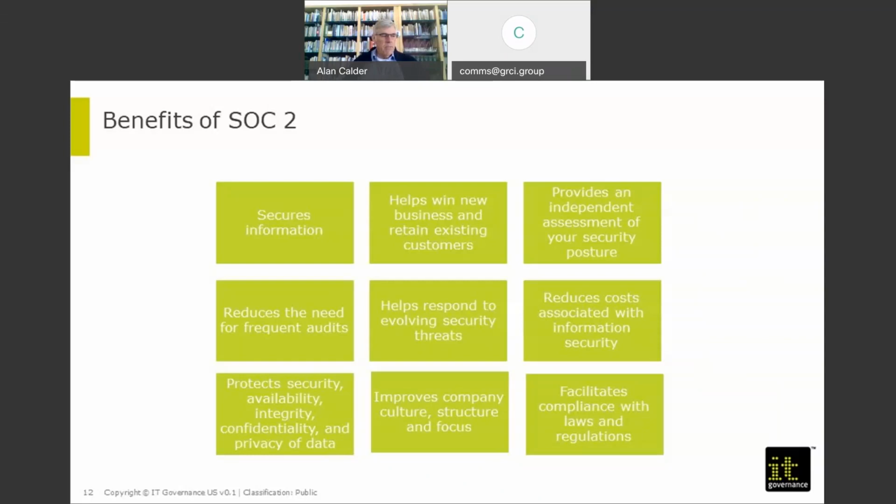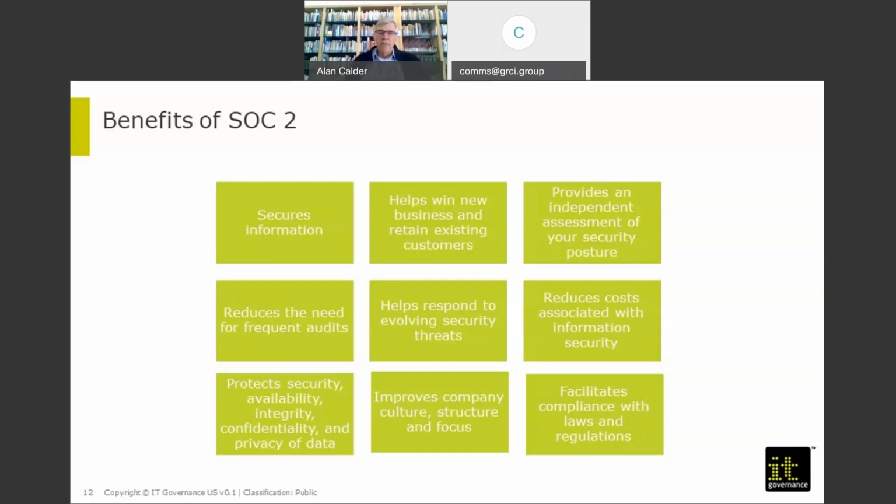It does help improve the corporate culture, so structure, focus of people involved in security, all of those get to improve because they're exposed to and have to contribute to the effective working of SOC 2. And the independent approach to assessment gives customers a view as to the fact that while you say you might be complying with SOC 2, the fact that you're audited gives your clients a point of comparison. It can be less expensive than doing it all on your own, and it facilitates compliance with laws and regulations.